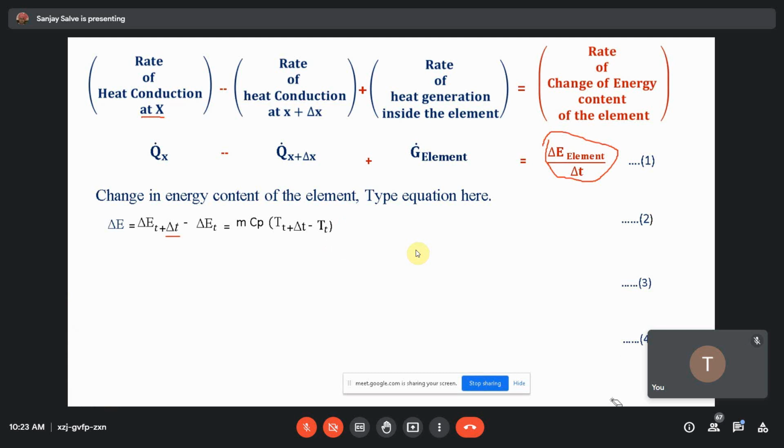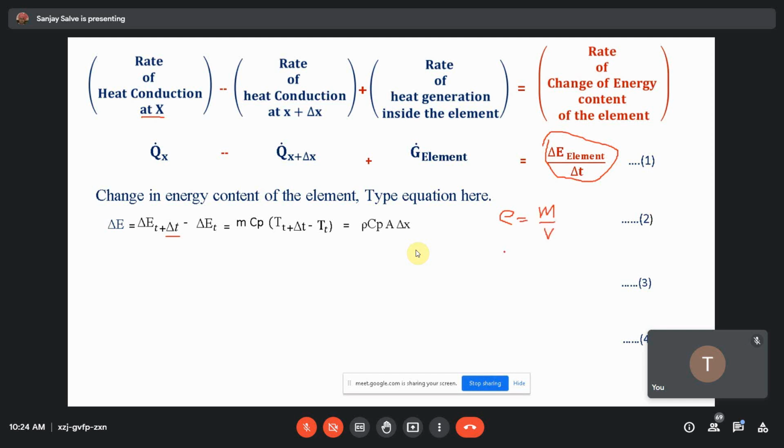But in general, we always consider that it is steady state. But for this equation, initially, delta E is nothing but mCp delta T. And then that is equal to what? rho Cp A delta x. How do I write this one? Because we know that density is equal to mass upon volume.